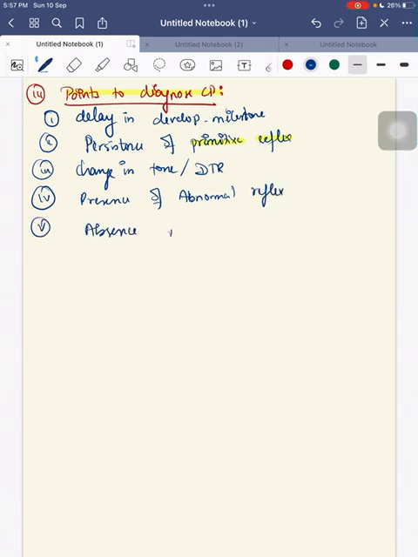Fifth, absence of disease progression. This is the main criterion, because the main point in the definition of cerebral palsy is that it is a non-progressive disorder. So these are the points to tell that the child is having cerebral palsy.